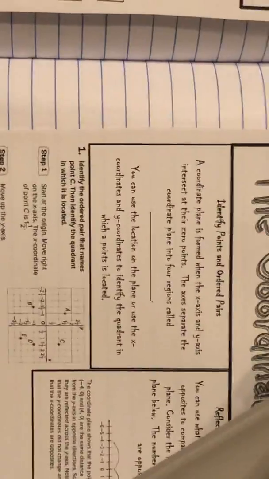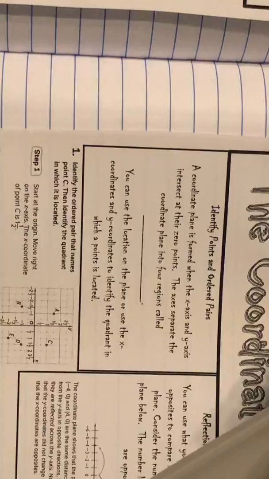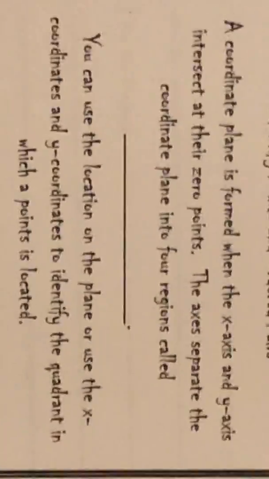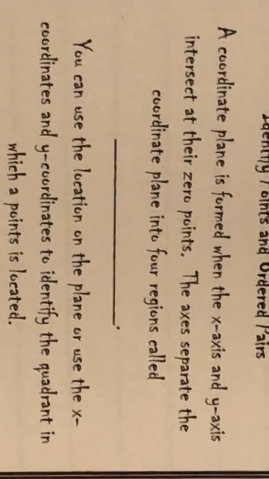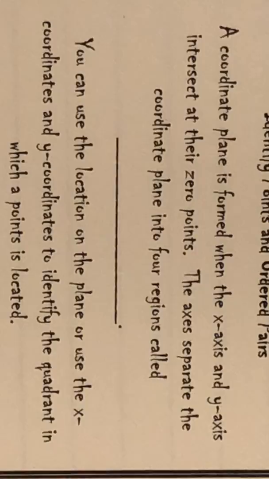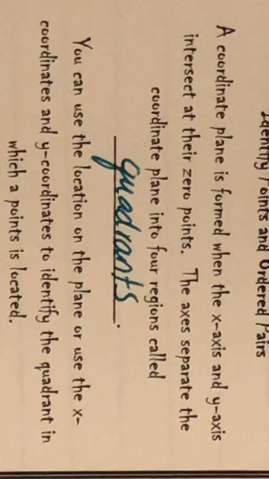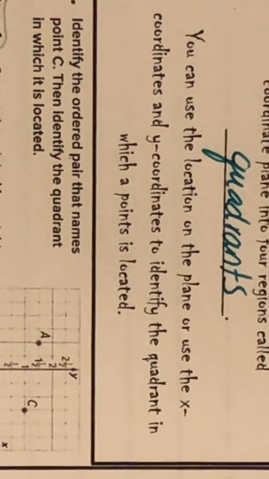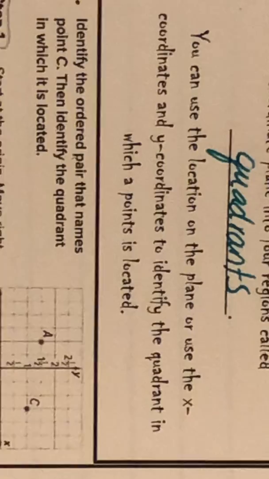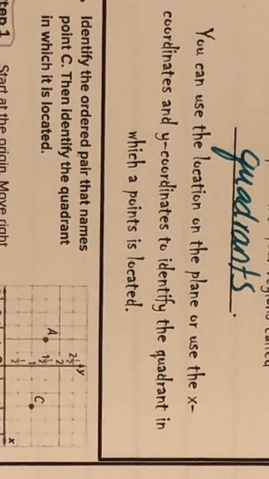Okay, so we can also identify points in ordered pairs. A coordinate plane is formed when the x-axis and the y-axis intersect at their 0 points. The axes separate the coordinate plane into 4 regions called quadrants. You can use the location on the plane or use the x-coordinate and y-coordinate to identify the quadrant in which a point is located.